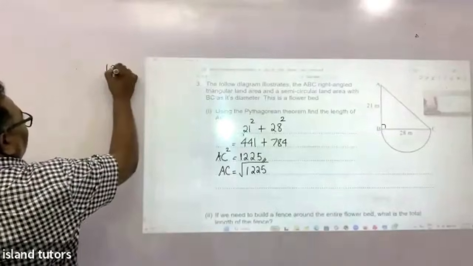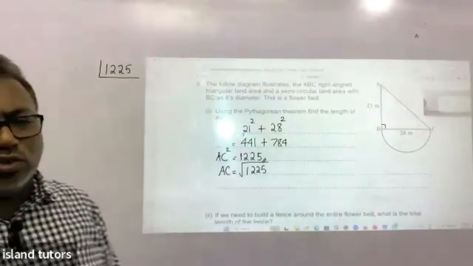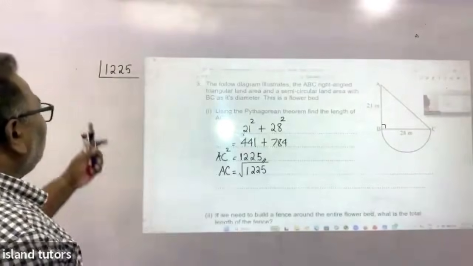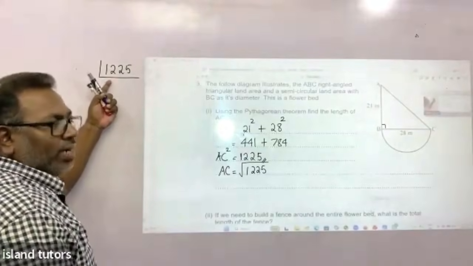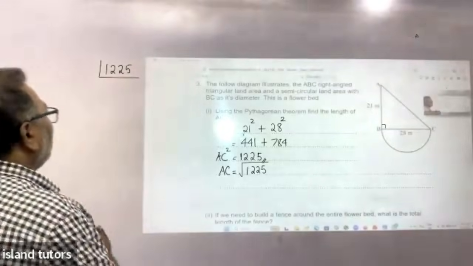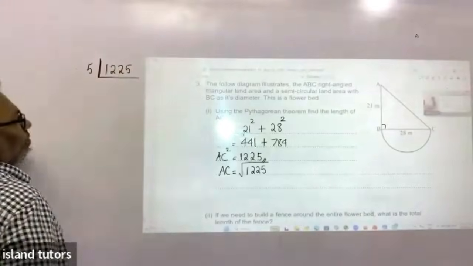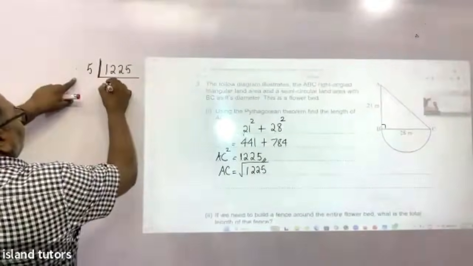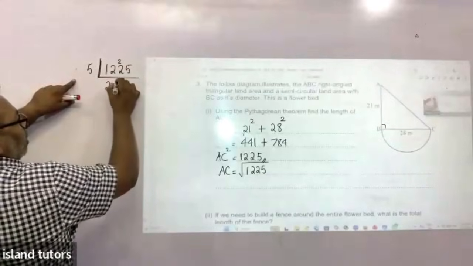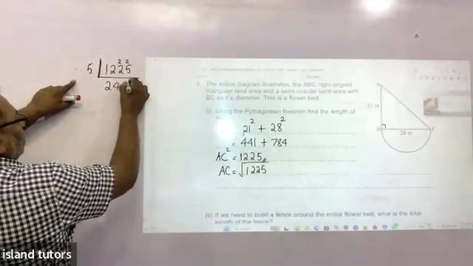You take 1225 and start dividing by the prime numbers. So you can't divide by 2. You also can't divide by 3. If you divide by 3, 12 divided by 3 is 4. 25 divided by 3, you can't. So can't do for 3 also. So then you divide by 5. 12 divided by 5 is 2, 2 remainder. 22 divided by 5 is 4, 2 remainder. 25 divided by 5 is 5.